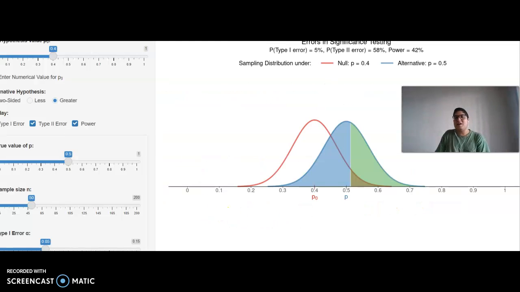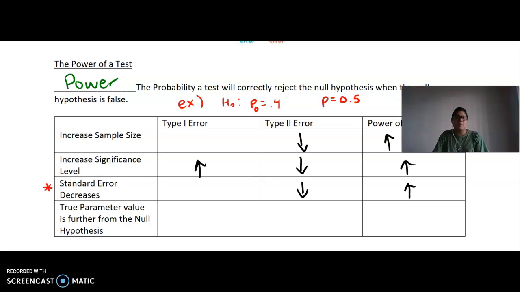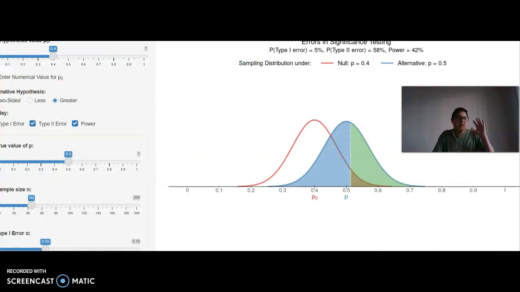But the last one is now looking at what happens if we move the truth. So the further away the true value is from the null. So we can see here that right now the type 2 and the power are both dependent on one another. We can see that we're relatively close.